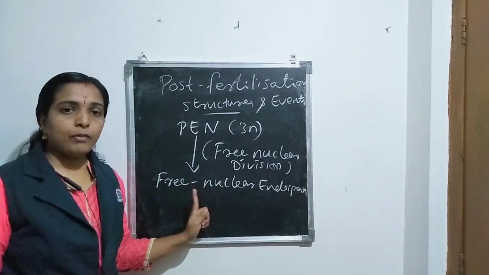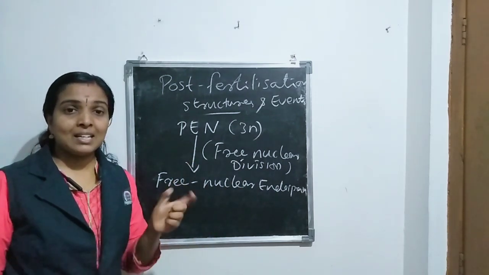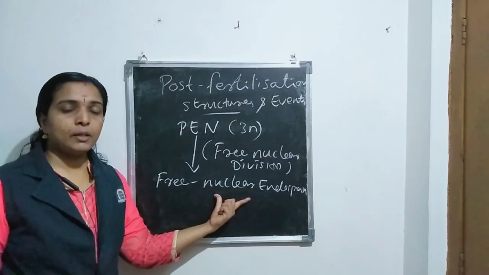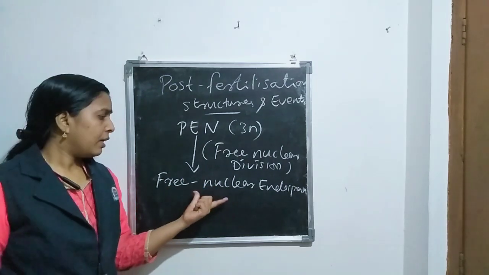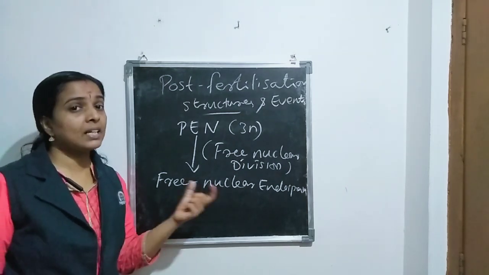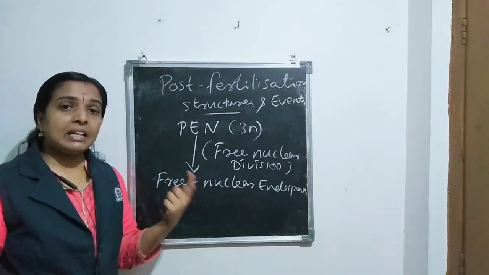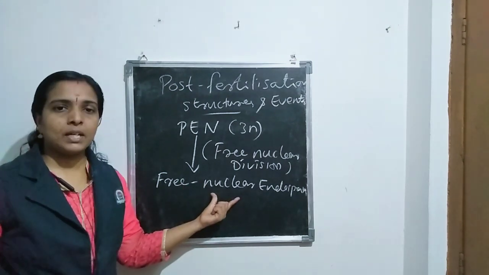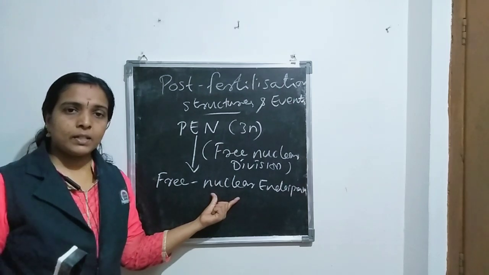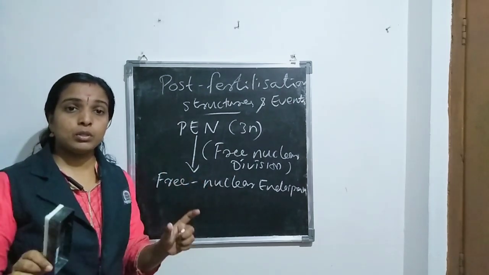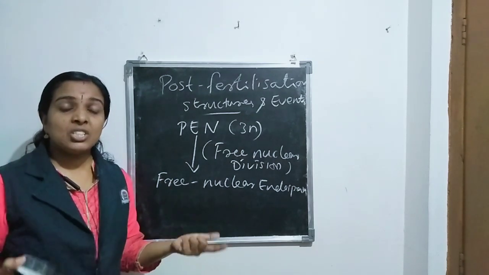Here is an example of free nuclear endosperm: tender coconut water. Very familiar. Tender coconut water means karikin vellam. It contains thousands of nuclei. Tender coconut water is an example of free nuclear endosperm, and it is rich in nutrients.